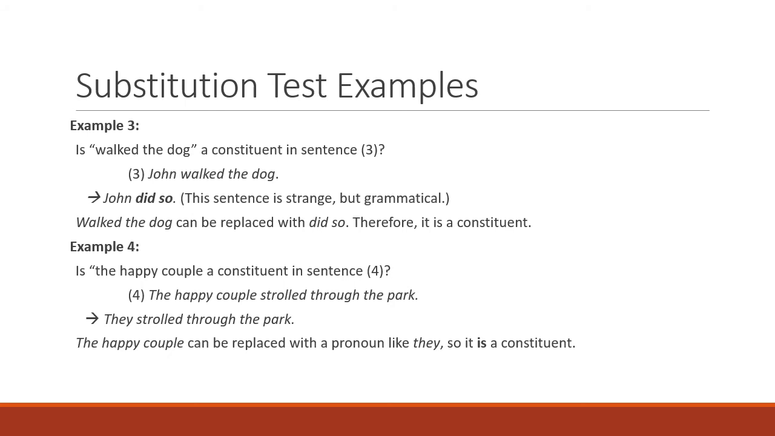How about this one? "The happy couple strolled through the park." Is "the happy couple" a constituent? Well, you can have "they strolled through the park." So "the happy couple" is a constituent. That is going to be a phrase by itself.